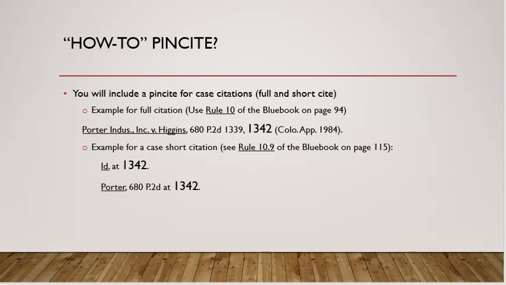Okay, an example of a Pincite for a full case citation is provided. Refer to Rule 10 of the Bluebook on page 94. Notice that the full case citation starts with the case name, Porter Industries, Inc. versus Higgins, followed next by the court reporter, 680 Pacific Reporter 2nd edition, then followed by the first page number of the case, which is 1339. And then the Pincite, which is the exact page number the information is found. In this case, 1342. Following the Pincite is the deciding court and the year in parentheses.